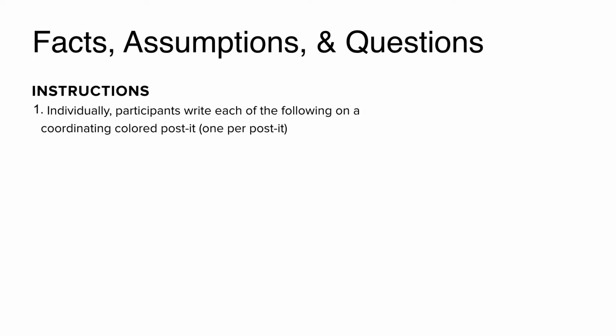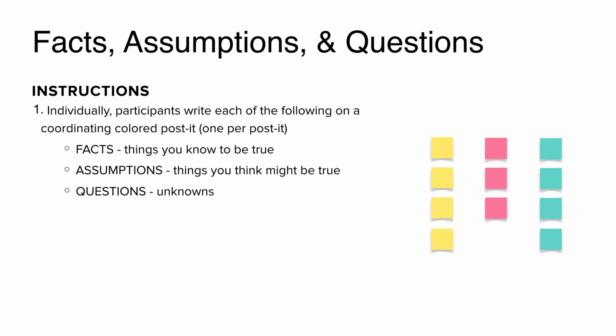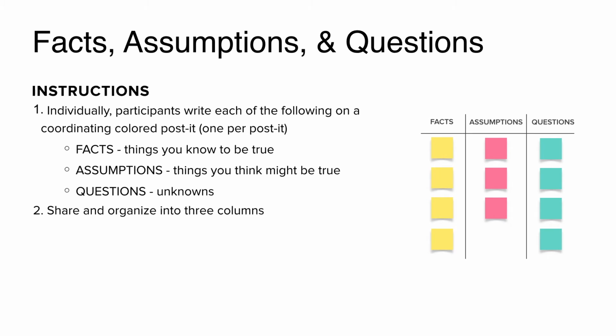Step one is to have participants work individually to write down everything they know or think they might know on a Post-it note, one idea per Post-it note. They can also write down questions they have. If you're more organized like me, you'll have participants use 3 different colored Post-its for corresponding categories. Next, have participants share their data points and organize into the 3 corresponding columns. It can be helpful to group similar data points together.